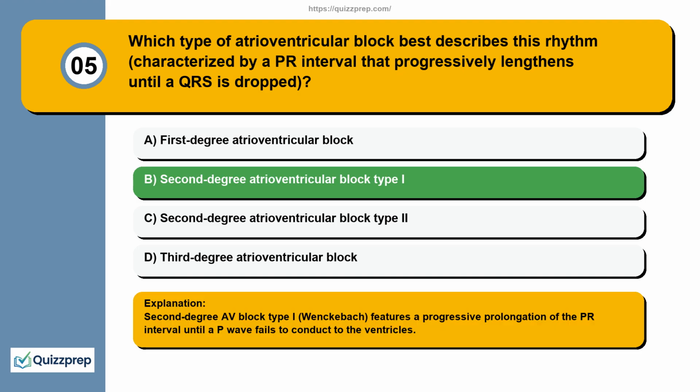Second degree AV block type I, Wenckebach, features a progressive prolongation of the PR interval until a P wave fails to conduct to the ventricles.